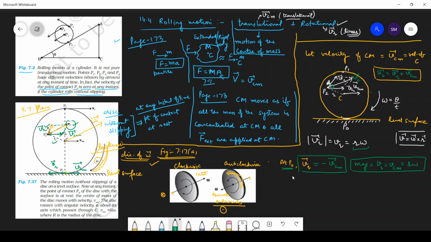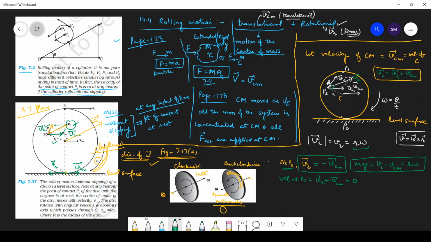So what will be the net velocity at this point? The net velocity at this point P naught will be 0, because you will be adding these two velocities, VR plus VCM, that are exactly equal and opposite. So the velocity at P naught is 0.